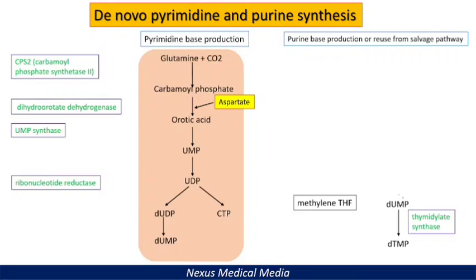tetrahydrofolate. Right, so tetrahydrofolate will work on this step, because it's needed as a coenzyme for thymidylate synthase. As a result we have dihydrofolate. Right, so we need to convert this dihydrofolate back to tetrahydrofolate.